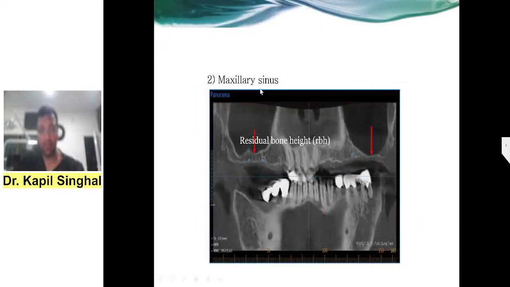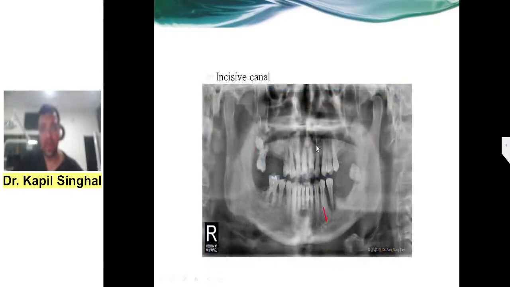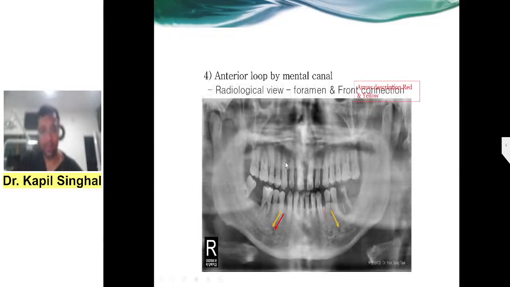Now in the maxilla, the most important structure is the maxillary sinus. What we have marked is the maxillary sinus. This is the floor of the maxillary sinus. This is the anterior wall of the maxillary sinus. This is the crest of the alveolar bone. The distance between the floor of the sinus and the crest of the bone is the bone that is there for implant placement, and it is known as residual bone height. Now on this side, you can see this is the floor of the sinus and this is the crest of the bone. So that is the bone that is there for implant placement.